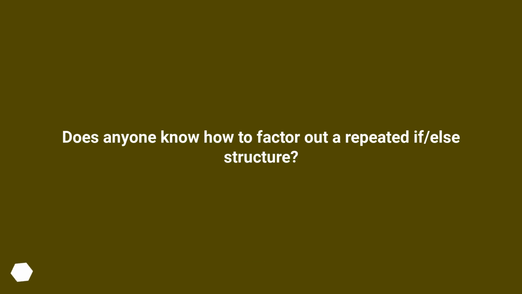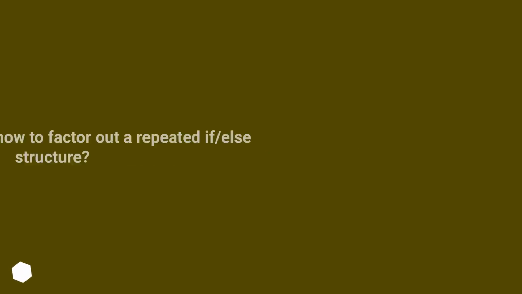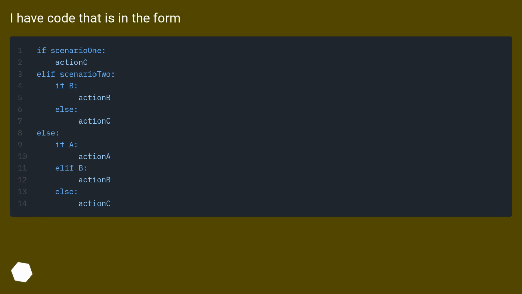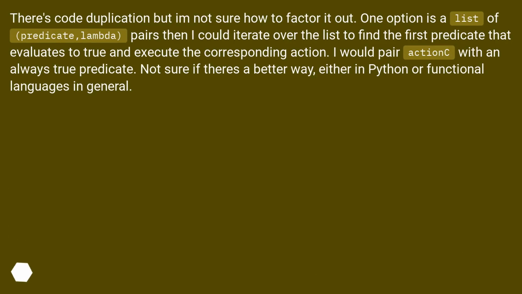Does anyone know how to factor out a repeated if/else structure? I have code that is in the form... There's code duplication, but I'm not sure how to factor it out.